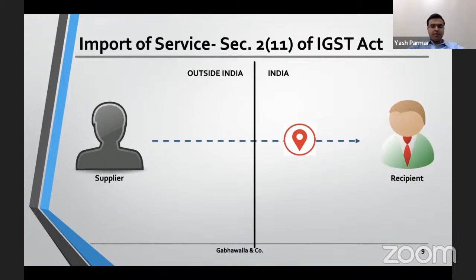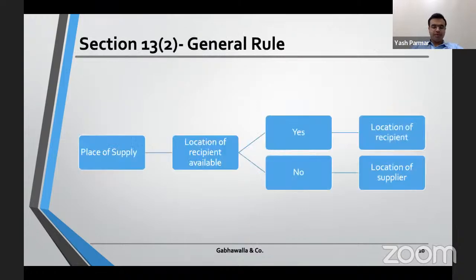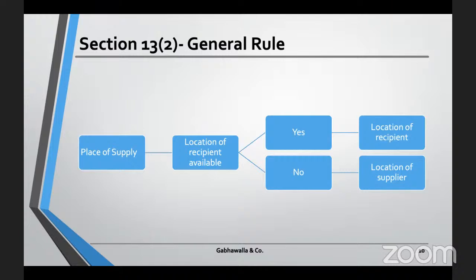Now, with this background, we'll start with section 13, which deals with place of supply provisions for services, international transactions. And as I mentioned earlier, that section 13 is to be referred only in cases where either the supplier or recipient of service is located outside India. And then comes the first clause, which is clause number 2, which deals with general scenarios.